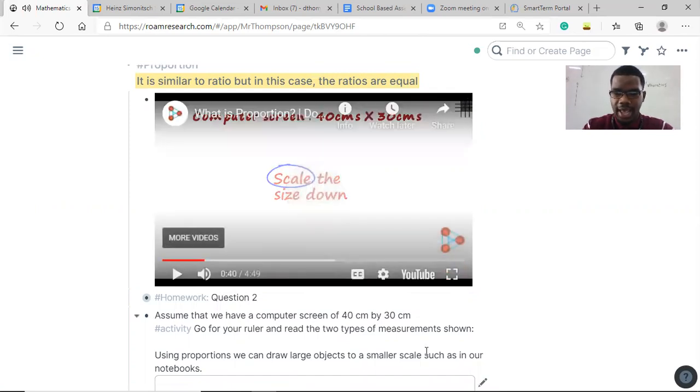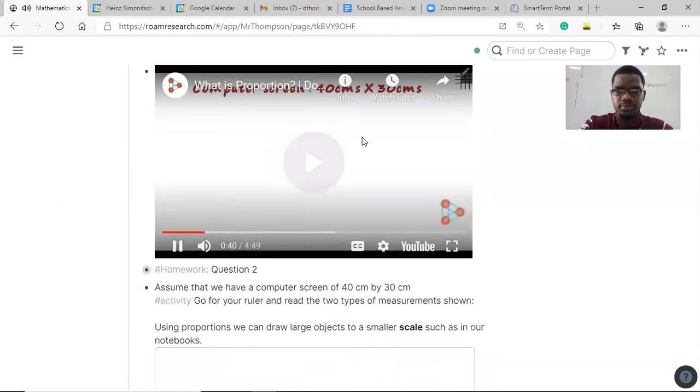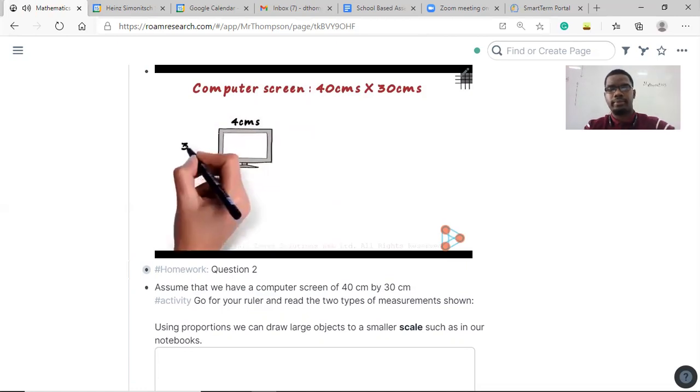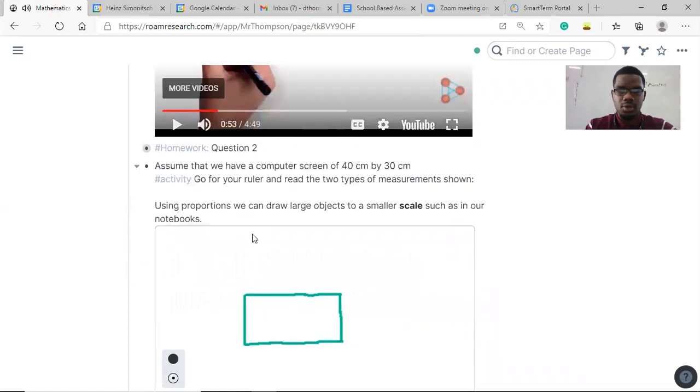Let's write it down. Let's highlight the word scale. There we go. It means you draw a smaller figure which is similar to the earlier one. You may draw a small screen like this, with length 4 centimeters and width 3 centimeters. Okay, so we're gonna put now, instead of 40, we're gonna put 4. Instead of 3, I'm sorry, instead of 30, we're gonna put 3.